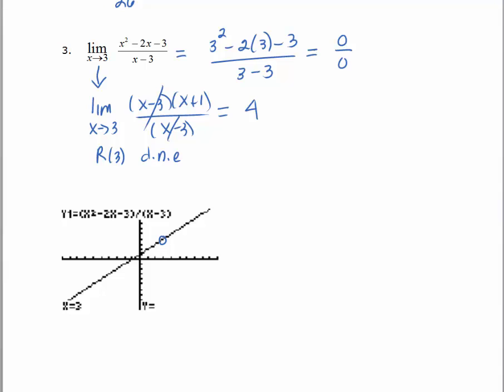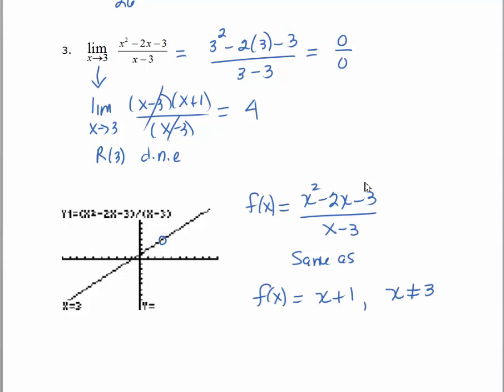And so really the original function, x squared minus 2x minus 3 over x minus 3, is the same as f of x equals x plus 1, meaning that factor that was left, as long as x does not equal 3. So the graph is the same as the function of a line such that x cannot equal 3. And if I wanted to fill in that hole, the ordered pair that would fill that hole would be (3, 4).